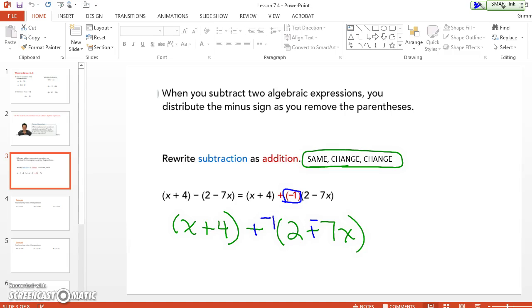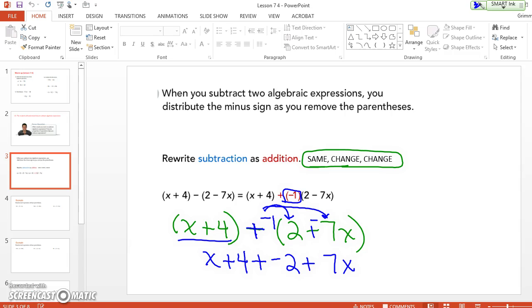So here's how this works. This is going to stay the same in the beginning, so x plus 4. You're going to keep your sign, which is a plus sign now, and you're going to distribute a -1. So -1 times 2 is -2. You keep your plus sign. -1 times -7 is positive 7x. We're going to do this several more times until you get it.